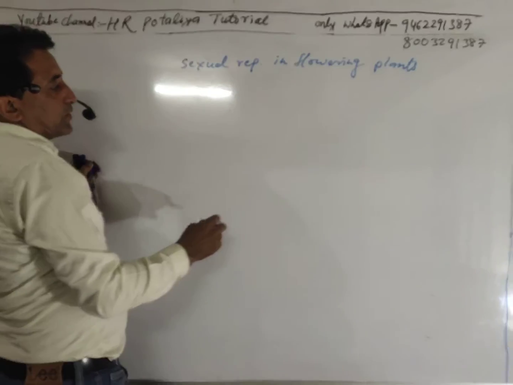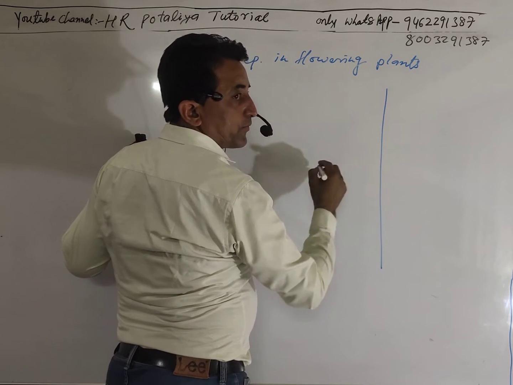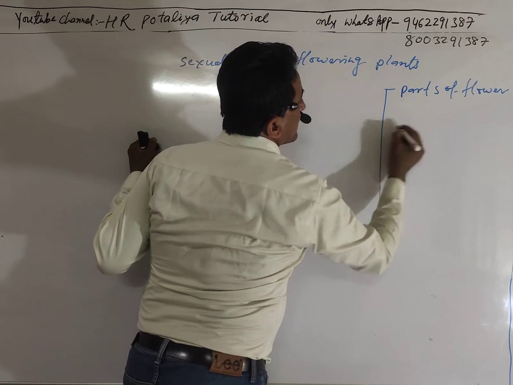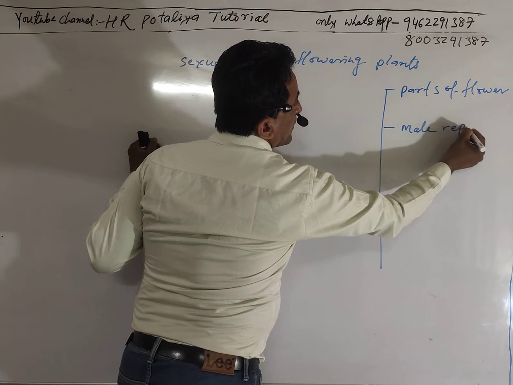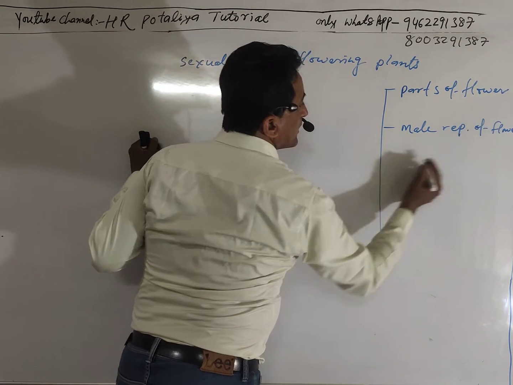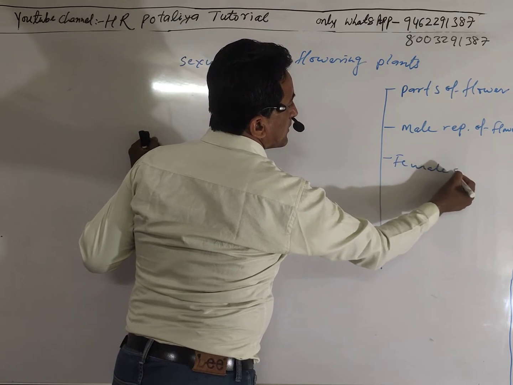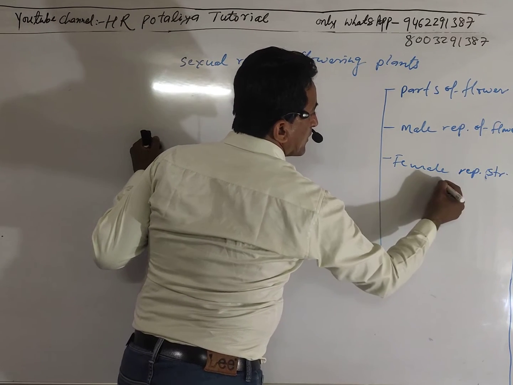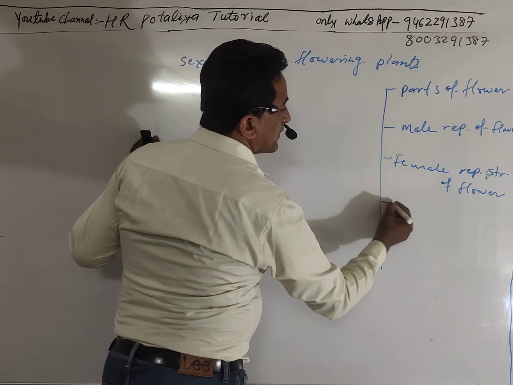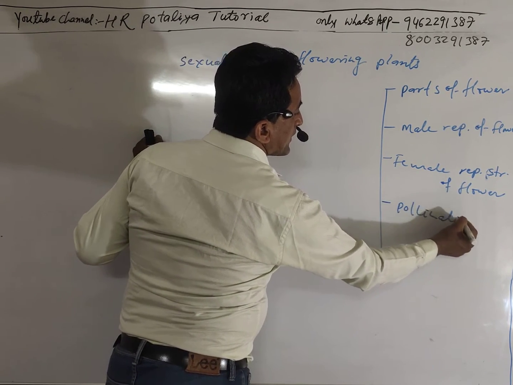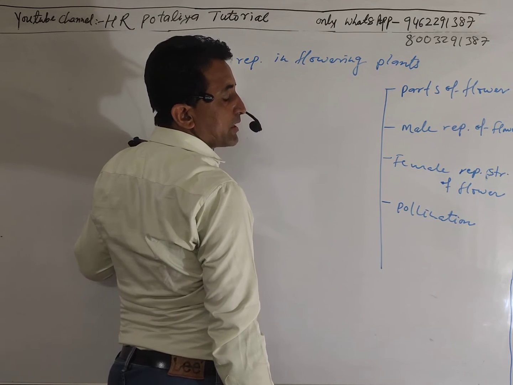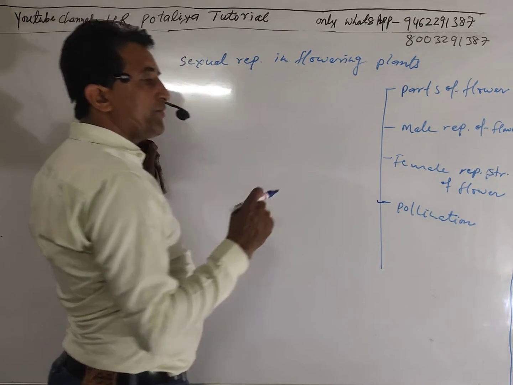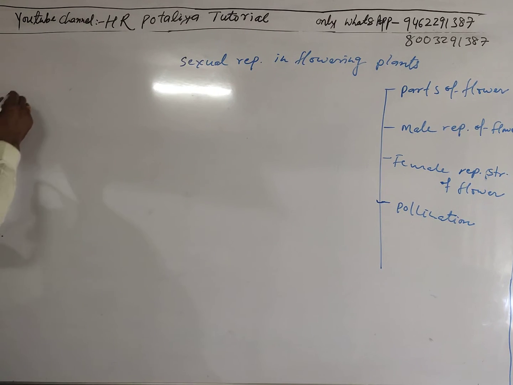In the previous class, we studied the parts of flower, the male reproductive structure of flower, and the female reproductive structure of flower. And later on, the terms pollination, types of pollination, agents of pollination, self-incompatibility, and outbreeding devices.